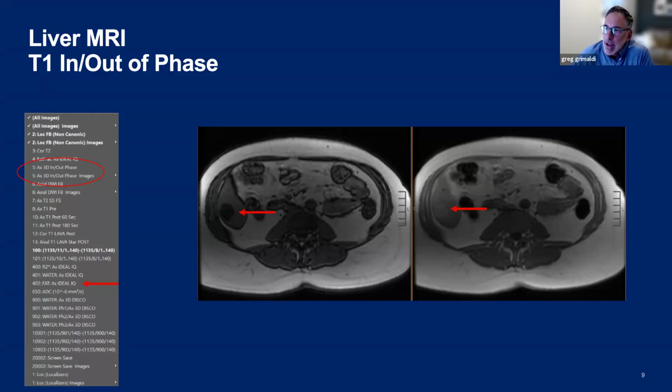Lesions in the liver that have microscopic fat are either going to be a hepatic adenoma in the correct patient population, young females, birth control, or hepatocellular cancer in someone with risk factors for HCC. So again, T1 in and out of phase is good for fat within the liver, fat within focal lesions.